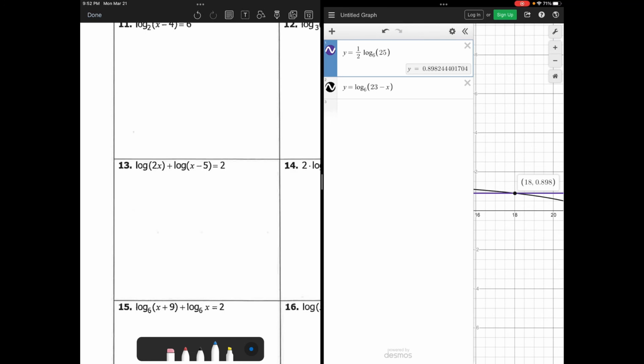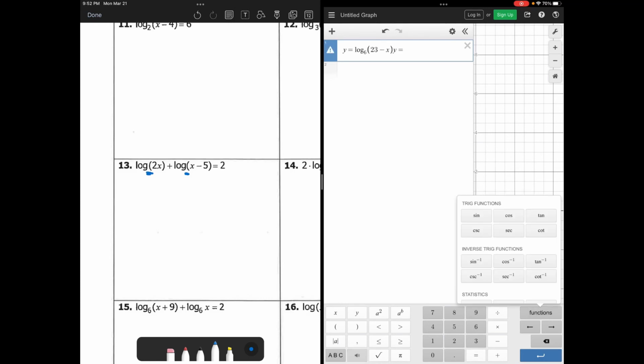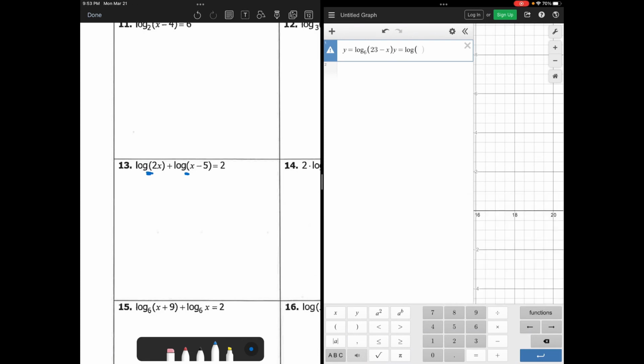Okay, boys and girls. Let's look at 13 for a second. Again, notice how 13 doesn't have a base. So remember, that's common log. And when it doesn't have a base, if we go to put it into Desmos, that's going to be a little easier, maybe, because now we can just do y is equal to, and we go to functions, we're going to choose the one that doesn't have a base. So just log. So y is equal to log 2x.